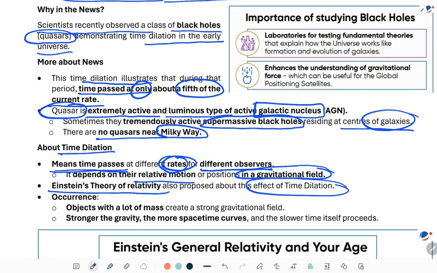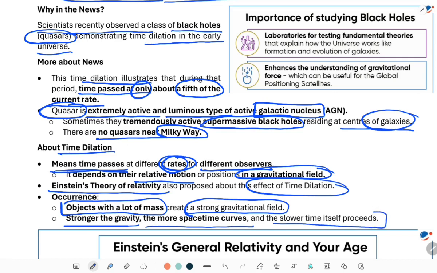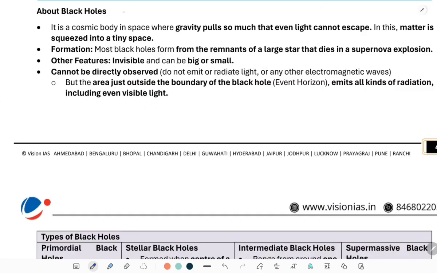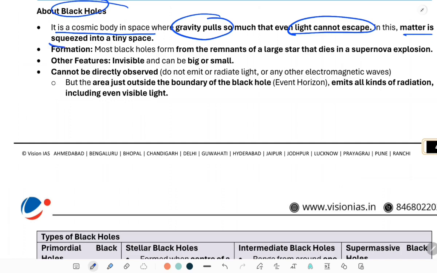An occurrence of this time dilation is that objects with a lot of mass create a strong gravitational field. And the stronger the gravity, the more space-time curves and the slower time itself proceeds. Black holes are cosmic bodies in space where gravity pulls so much that even light cannot escape. In them, matter is squeezed into a tiny space, and most black holes form from the remnants of a large star that dies in a supernova explosion.